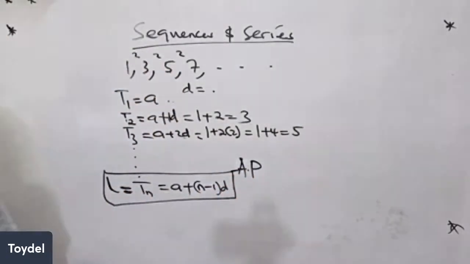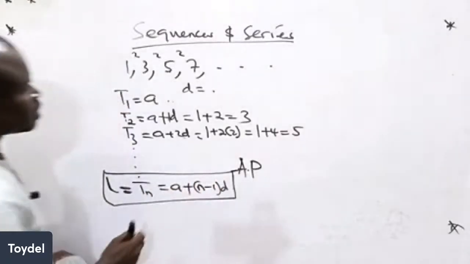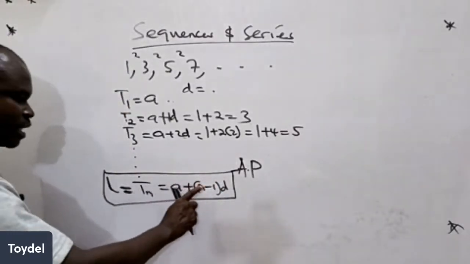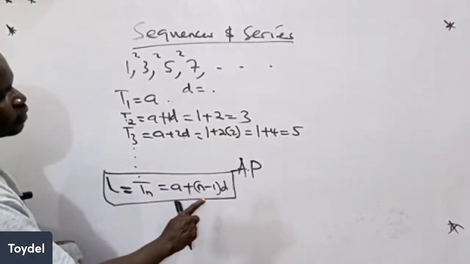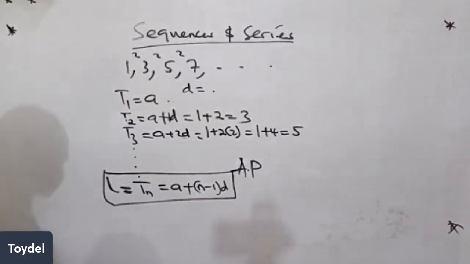Arithmetic progression is otherwise known as a linear sequence. It's called a linear sequence, okay? So this is the formula to find the first term and the last term of an arithmetic progression. That's about that.